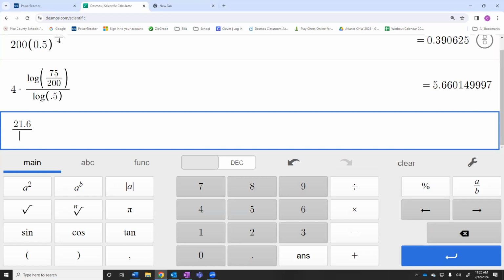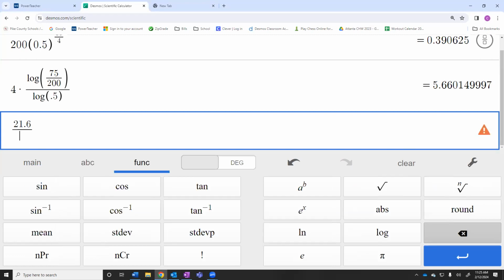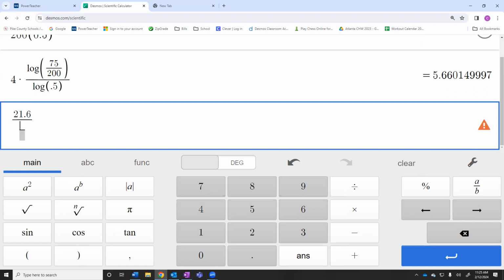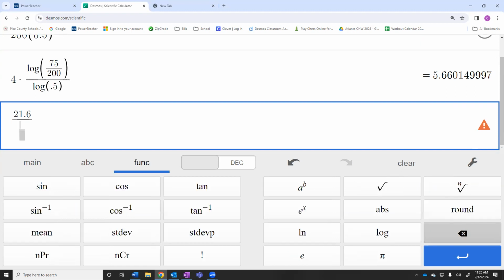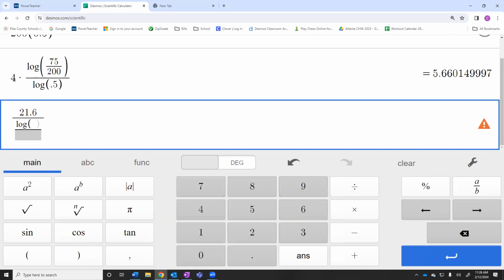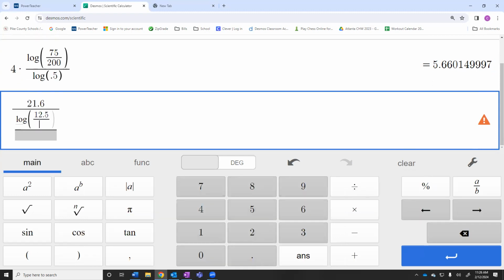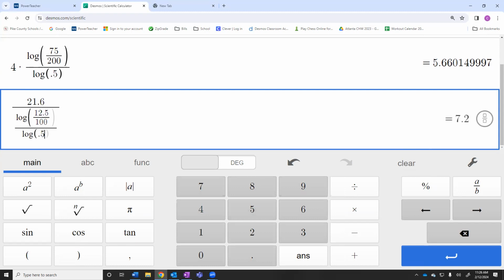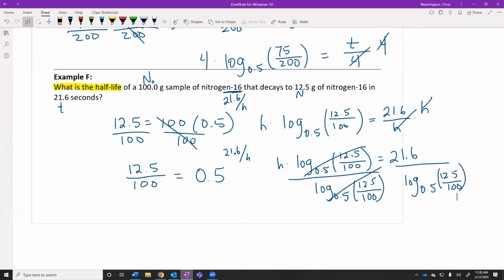So 21.6 divided by, in this calculator, well, I can't figure out how to do the division sign instead of just a fraction. So we do the fraction, we get log 12.5 over 100 on top. And then on the bottom, I get log of 0.5. And that's gonna be our answer. Dividing 21.6 by the log is a lot different than the log divided by 21.6. So make sure you type that in the calculator correctly.